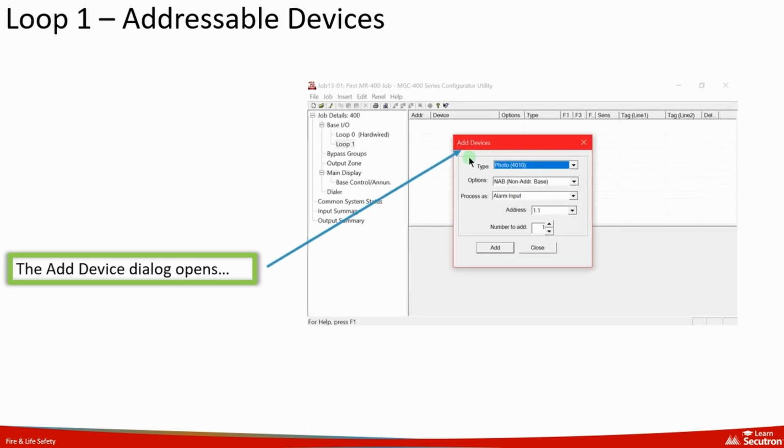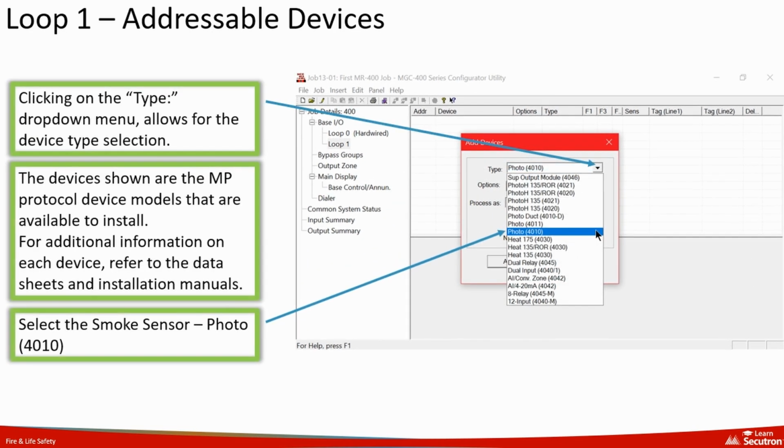After selecting Add Device from the contextual menu in Loop 1, the Add Device dialog box will appear. This is where you can specify the type of device, its address, and the number of devices you want to add to this loop, and other options depending on the device selected. In the Add Devices dialog, you can select from various device types by clicking on the Type drop-down menu. Choose the smoke sensor, Photo 4010, from the device models available. Referring to the respective datasheets and installation manuals is recommended for detailed information on each device type.